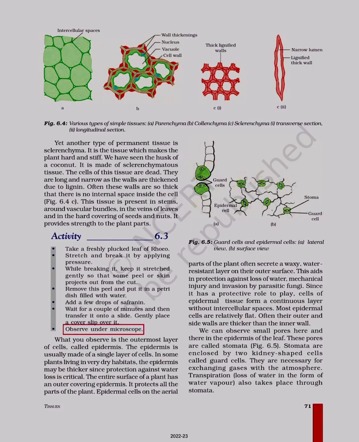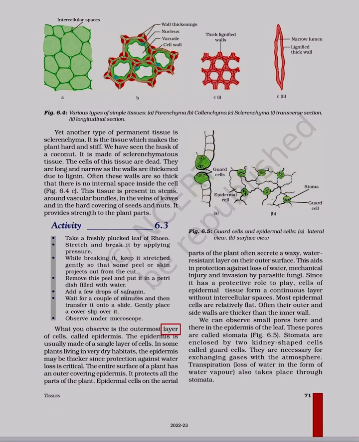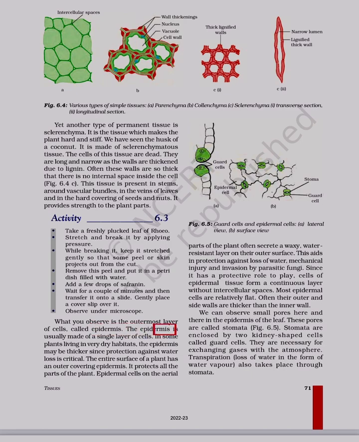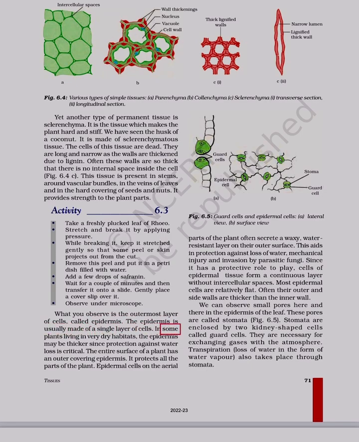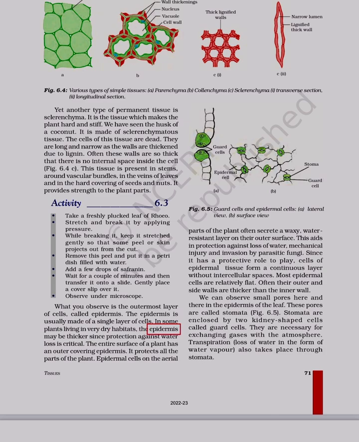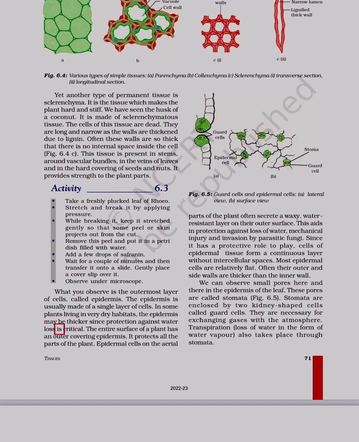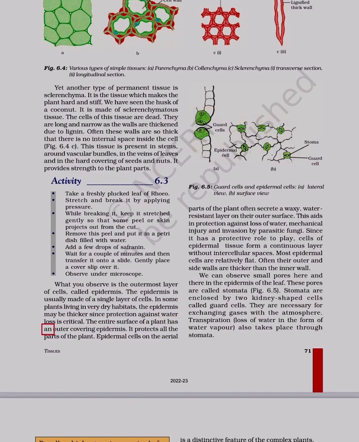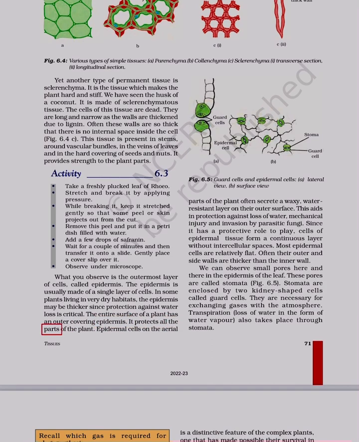Observe under microscope. What you observe is the outermost layer of cells, called epidermis. The epidermis is usually made of a single layer of cells. In some plants living in very dry habitats, the epidermis may be thicker since protection against water loss is critical. The entire surface of a plant has an outer covering epidermis. It protects all the parts of the plant.